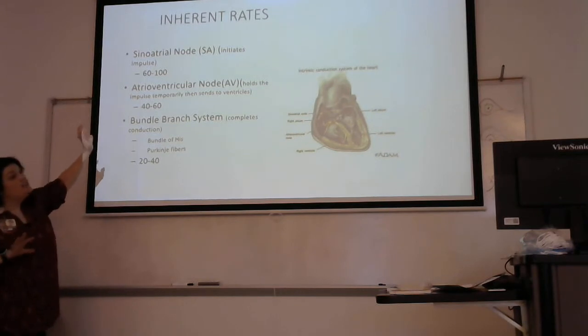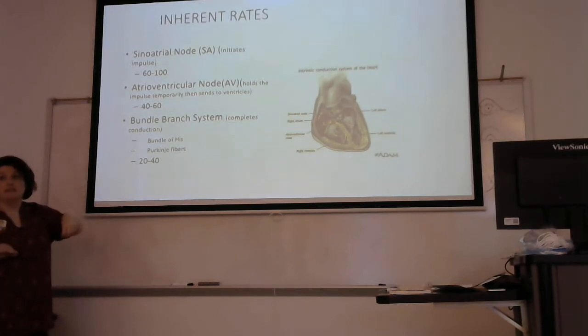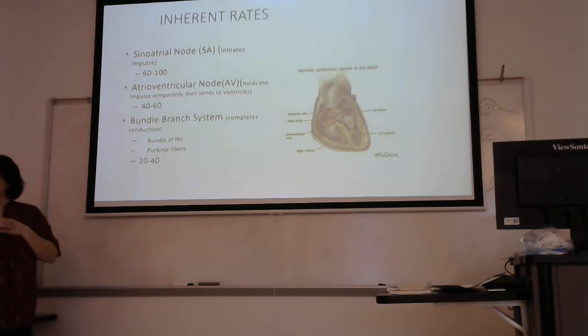So if it initiates in the SA node, then the person's heart rate is going to be 60 to 100 beats per minute. Okay? That's normal. That's what we want everybody to have, right? We're all good with that?